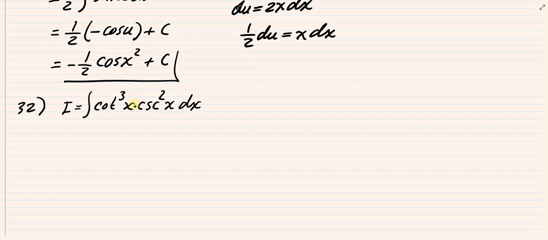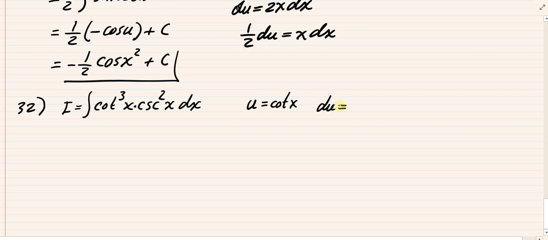So I'm gonna let u be cotan x. Okay, and you'll see why in a moment. du is going to be what? Derivative of cotan is negative cosecant squared x dx. And that is why. You can see that? So we have cosecant squared x dx, and for that reason.